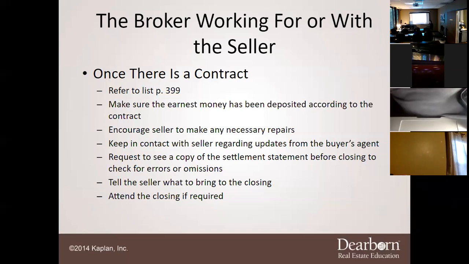And tell the seller what to bring to closing, and then attend closing if required. Honestly, just go. We highly recommend you go to a closing. Justin's had people walk out when they got into an argument because one of his agents couldn't be there. A deal can go south at a closing. It's just better if you're there. You can help mitigate if it does happen. So always go to a closing if you can, and if you can't, get someone to fill in for you. One of your other co-agents, other people in the firm.